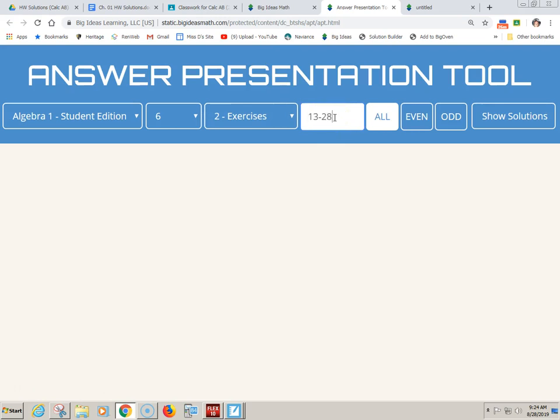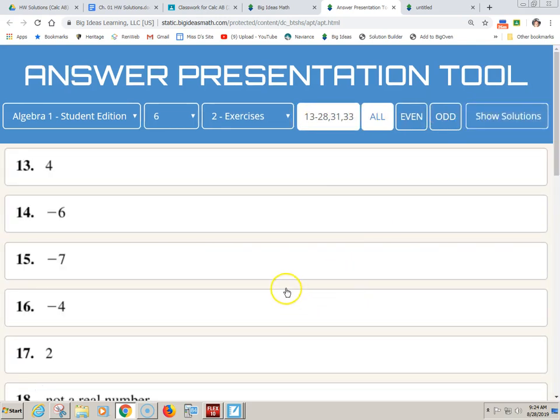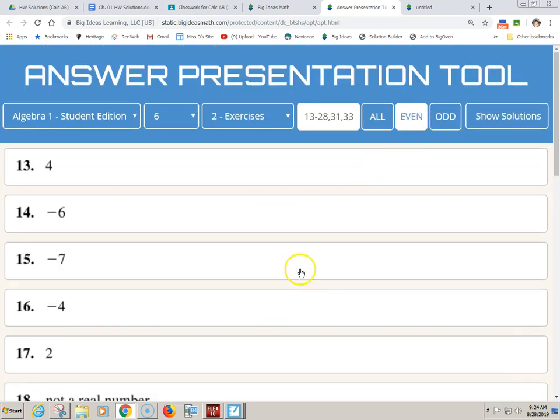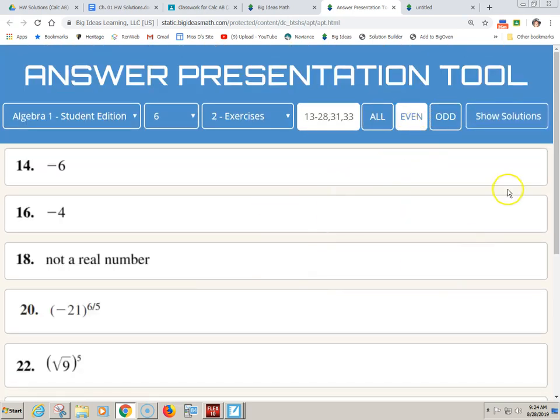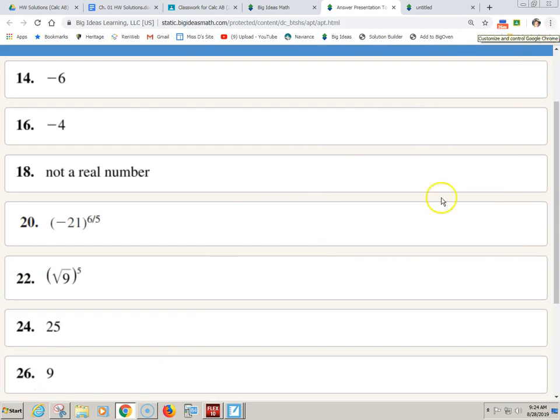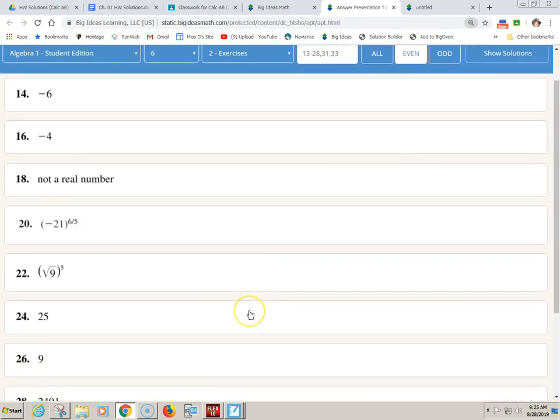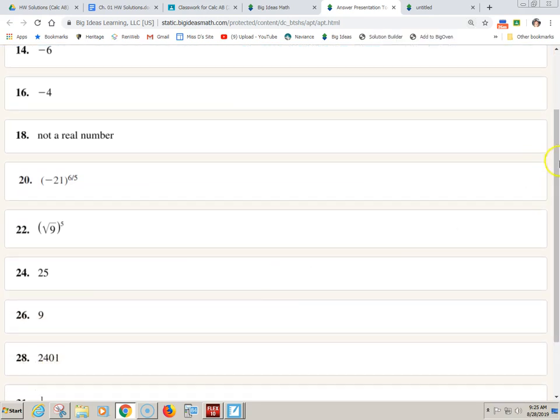So we have 13 through 28 and 31 and 33 that we didn't grade yet. Now guys, I'm going to put all of them, evens and odds. Maybe for grading we should just do evens. They're not going to fit otherwise. There we go. And let me zoom out just a little bit so you guys can see them. So I want you to know whether or not you were right or wrong. Here we go.